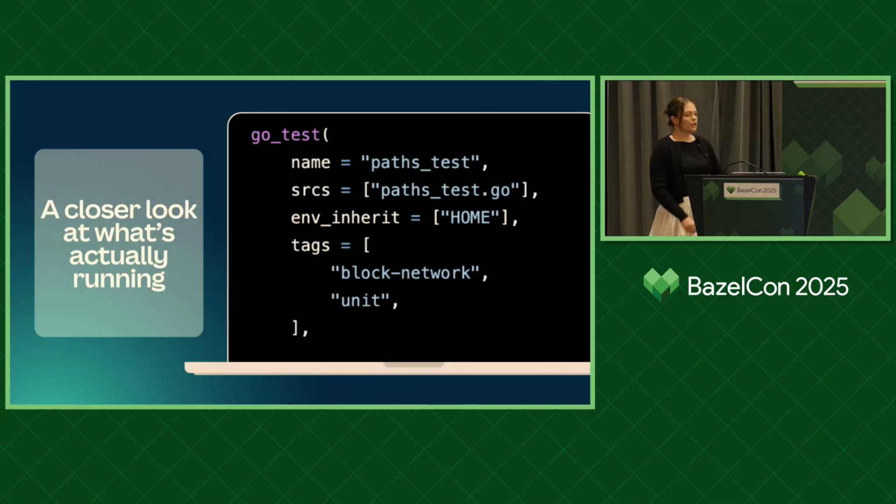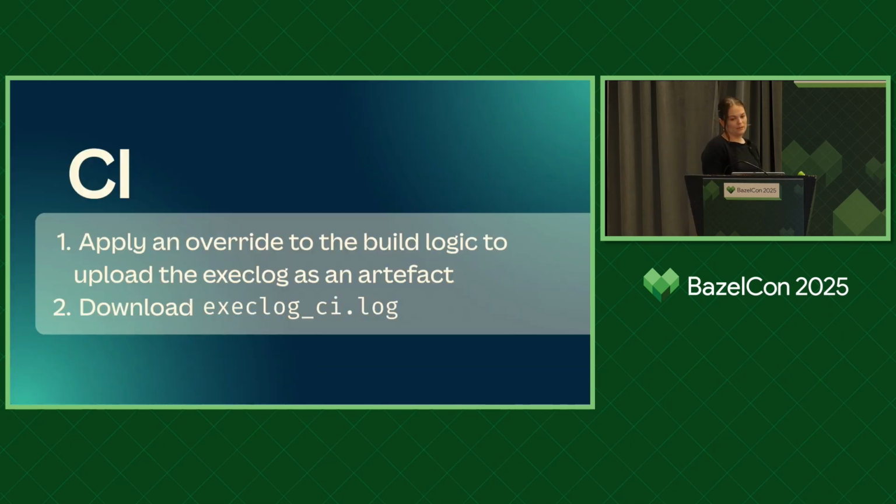So let's take a closer look at the target Rush was actually running. Here we've got a simple looking Go test called paths test. And at first glance, to the naive engineer, nothing about this target seems overly suspicious. So let's dig a little deeper.